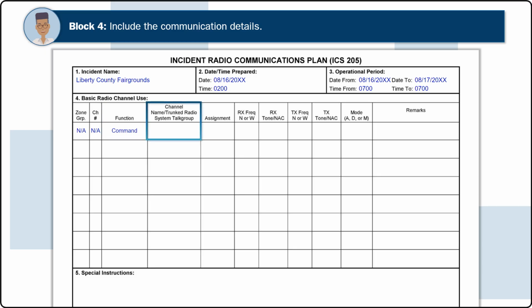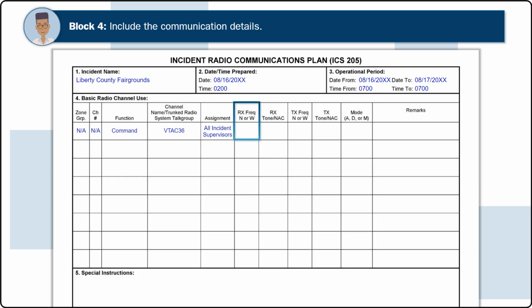The next column is where we indicate the channel name or talk group to be used. In our example, the channel name is called VTAC36. The assignment column is for the users of this channel. It should refer to ICS positions. Here we've entered all incident supervisors. For tactical operations, it might say something like LE perimeter.